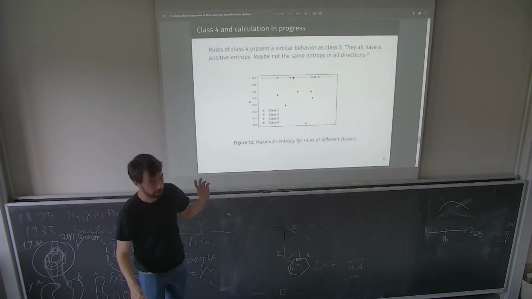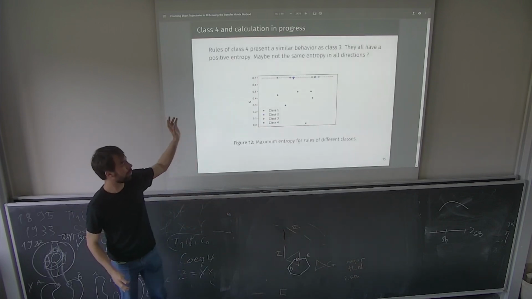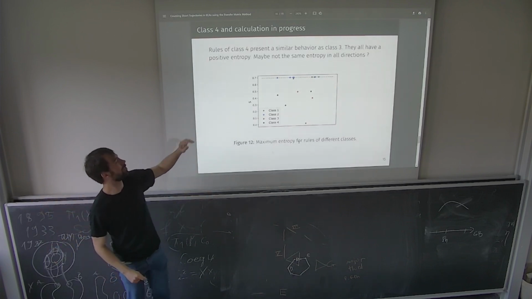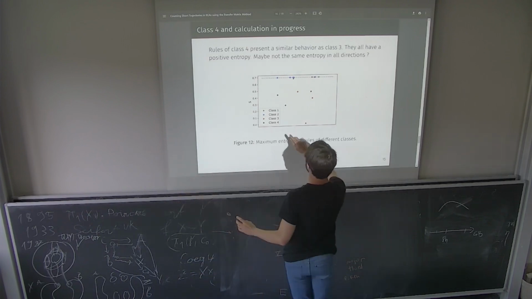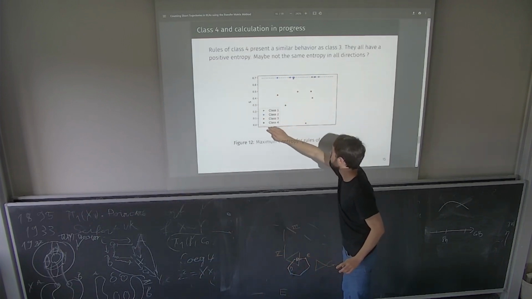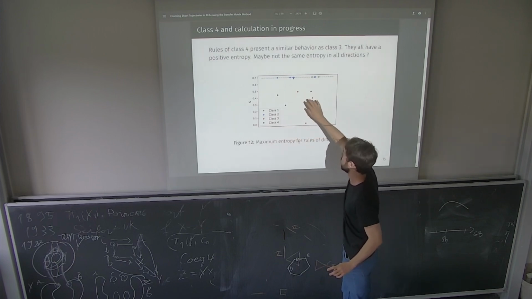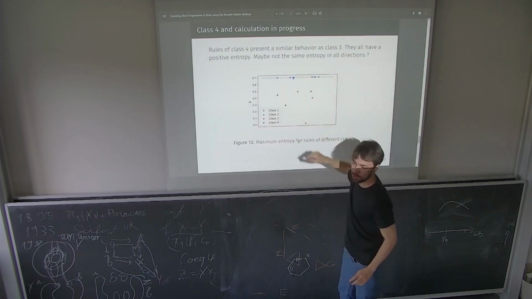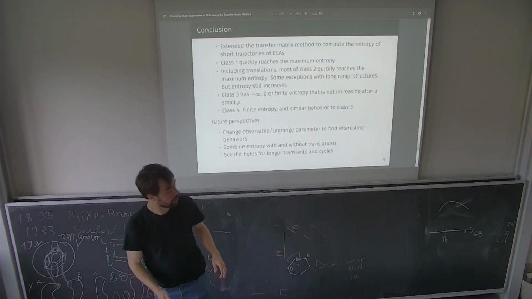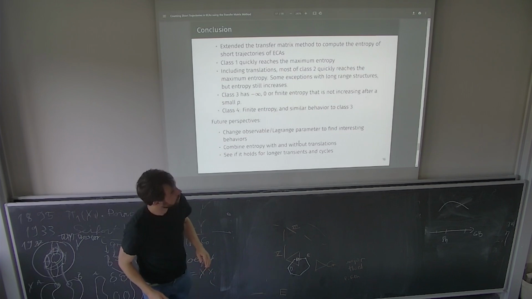I wanted to put a figure here with all the rules, but the simulation is still running. So we just have a subsample of rules. But from what I've seen, class 1 and 2 will all be here. Class 3, most of them will be here, a few of them here, and class 4 changes. And that's it.